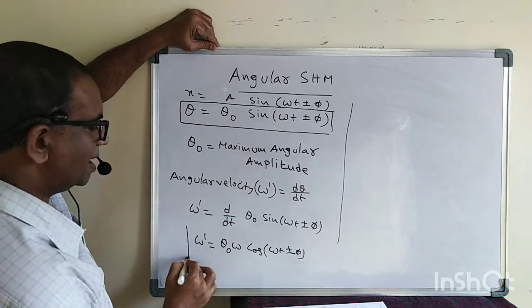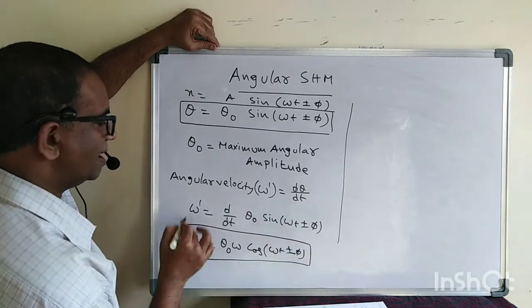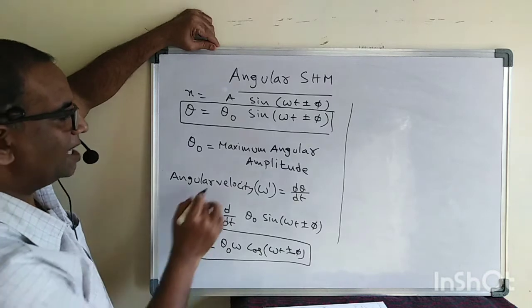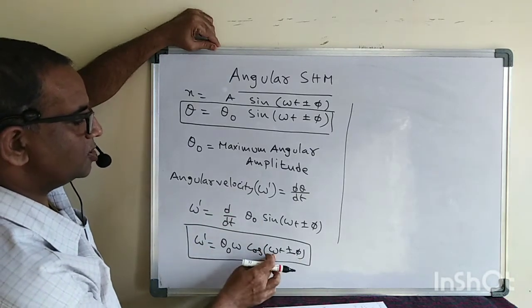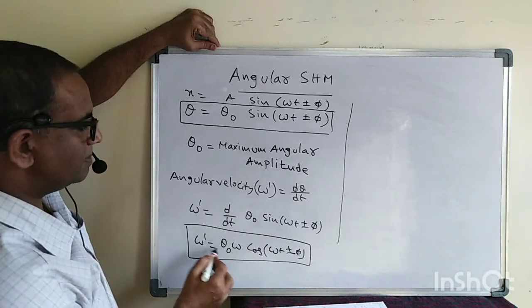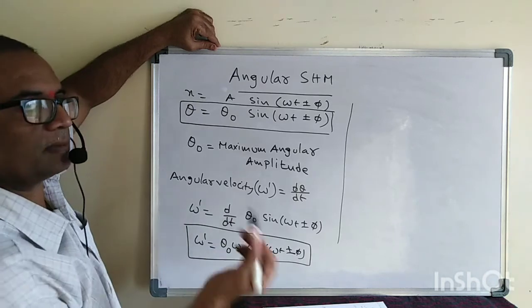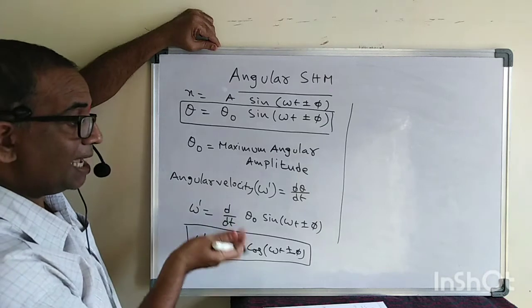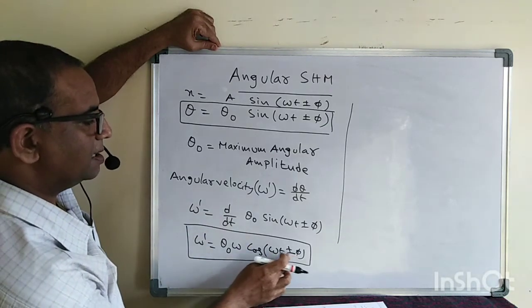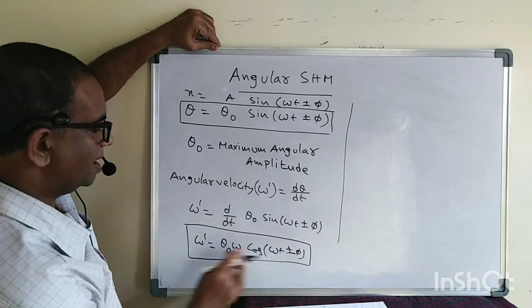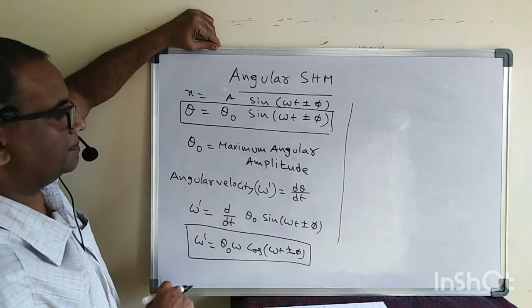So this is omega dash, nothing but the angular velocity, and the angular velocity is maximum when this angle becomes 0. Cos 0 is 1, so the maximum angular velocity is theta naught into omega. That's the maximum angular velocity, and the minimum is when this angle is 90 degrees, then cos 90 is 0, and you will get the minimum angular velocity.